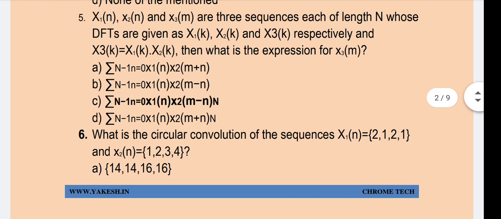x1 of n, x2 of n and x3 of n are three sequences, each of length N, whose DFTs are given as X1 of k, X2 of k, X3 of k respectively. X3 of k equals X1 of k times X2 of k. Then what is the expression for x3 of m? Option C is the correct answer: the sum from n equals 0 to N minus 1 of x1 of n, x2 of m minus n.